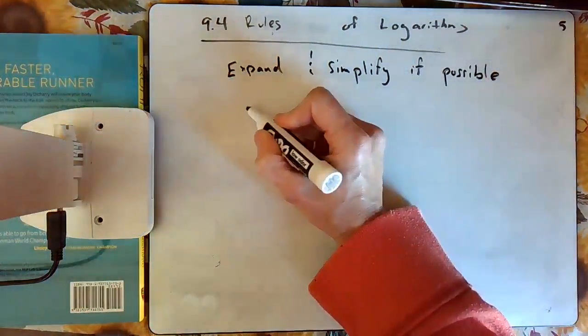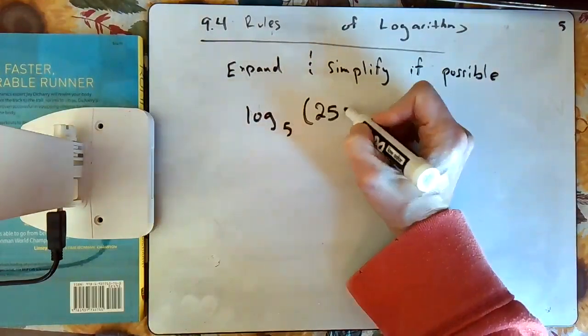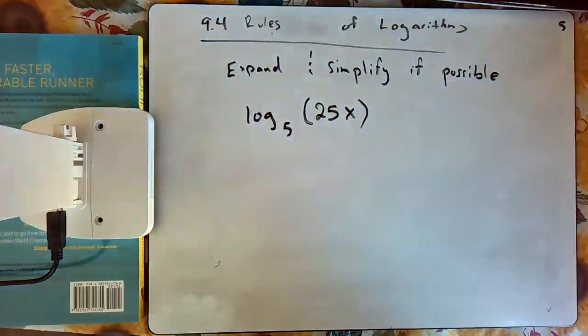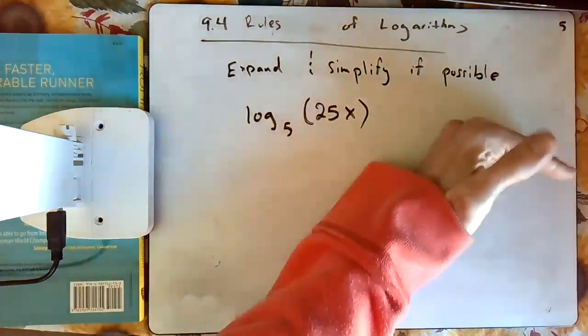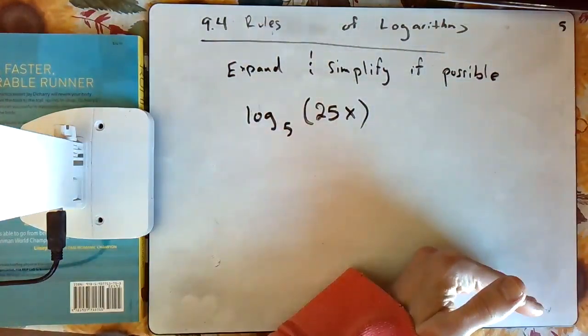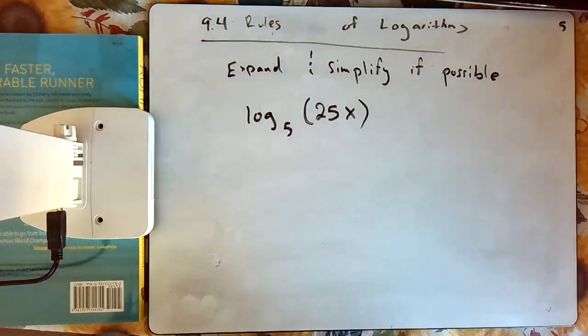So let's say we have something like log base 5 of 25x, okay? And our goal here is just simply to expand it. So you just start with that hierarchy, right? We have the product rule, power rule, and quotient rule. You ask yourself, can I apply the power rule in this? I'm sorry, the product rule in this instance.